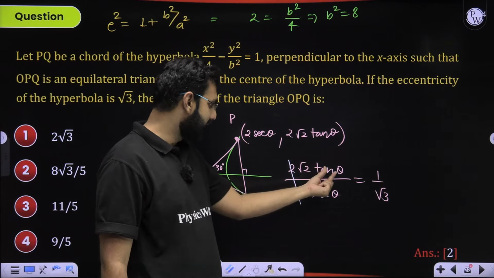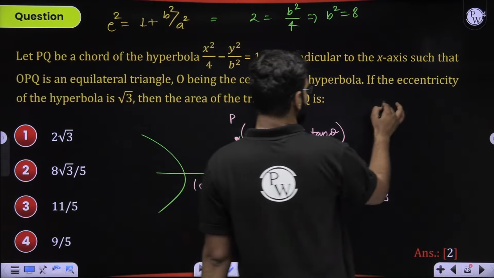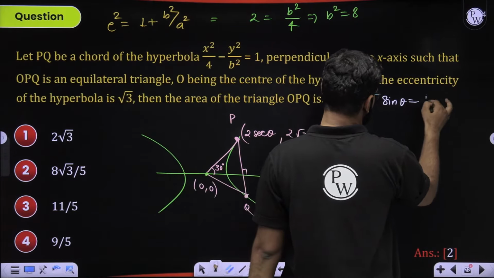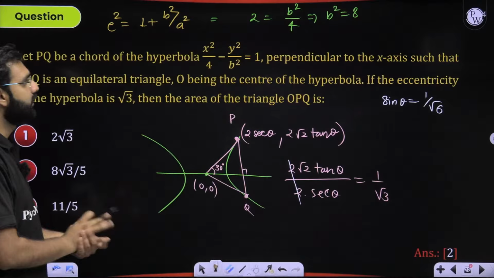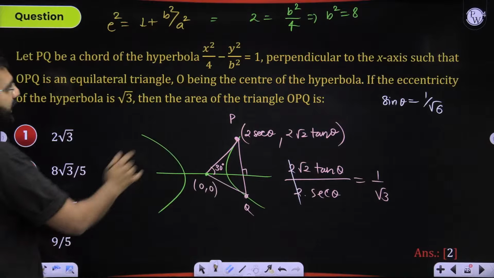So sin theta we receive as 1 by root 6. So I have gotten sin theta as 1 by root 6. Now what is the advantage of this? We'll talk about that later. But now what are we asked? The area of the triangle OPQ.